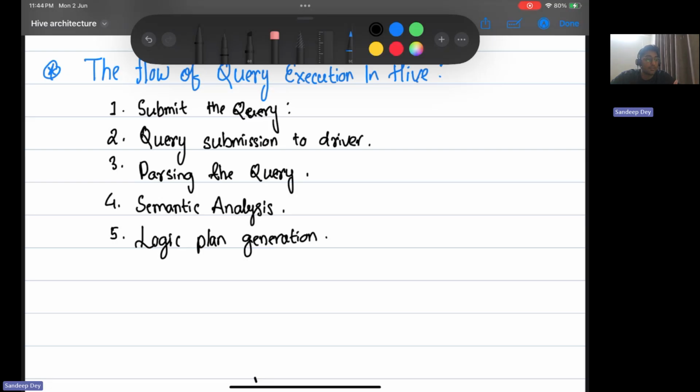Logical plan generation, what is done? The logical plan outlines the steps needed to execute the query, but does not specify how these steps will be implemented. It's like a high-level blueprint or recipe. Okay, you have to remember. Point number six, physical plan generation. As you would expect, first it is a logical plan, then second is the physical plan.